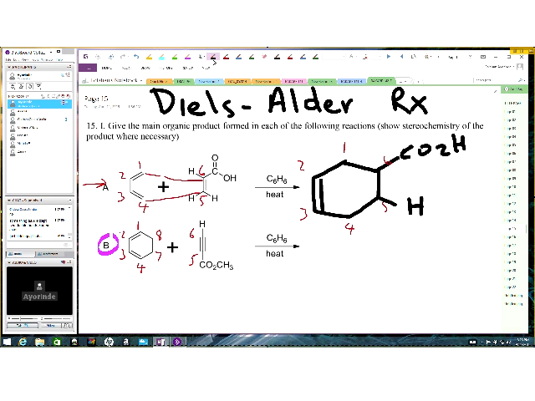Now let us go ahead and put together the product of this reaction. Keep in mind you must form a 6-member ring. So let us look at our 6-member ring. That is our 6-member ring. So now let us go ahead and number that. This is carbon 1, carbon 2, carbon 3, carbon 4. Now, this is carbon 5 right here, and this is carbon 6 right here.